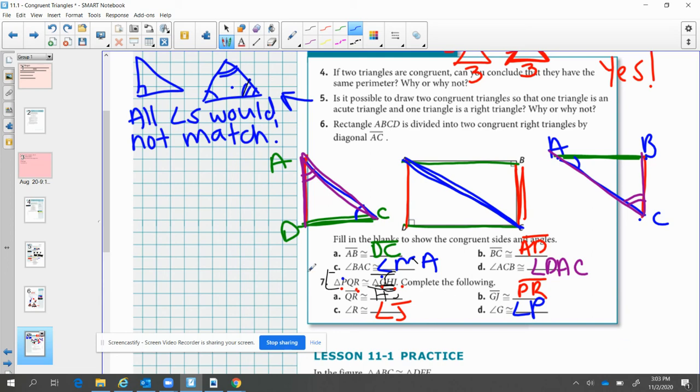So it's really important that when you name what is congruent to one another, you line up your congruence statement accordingly to make this go much faster as well.